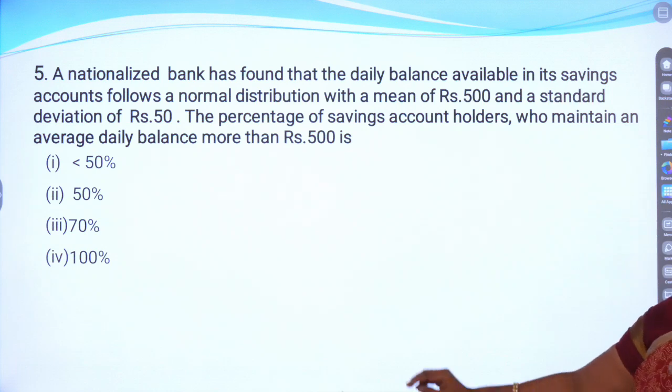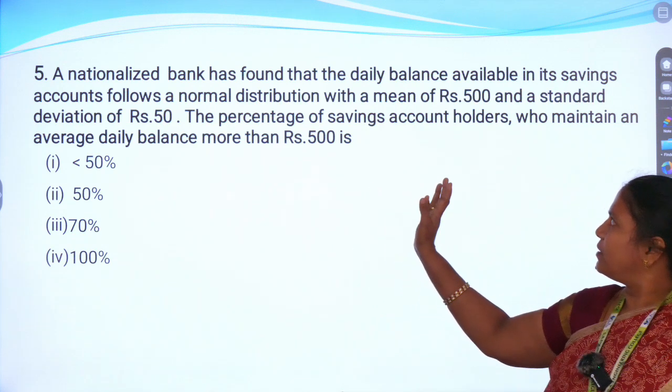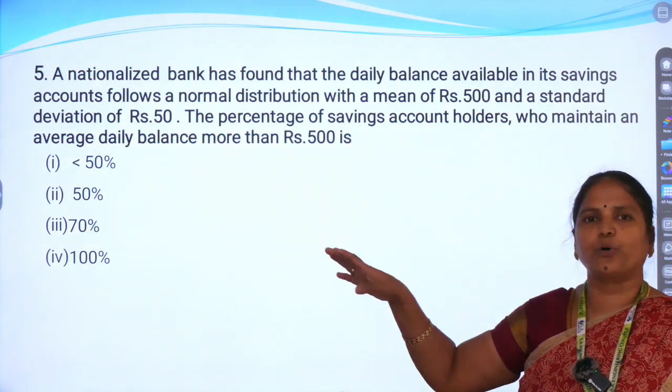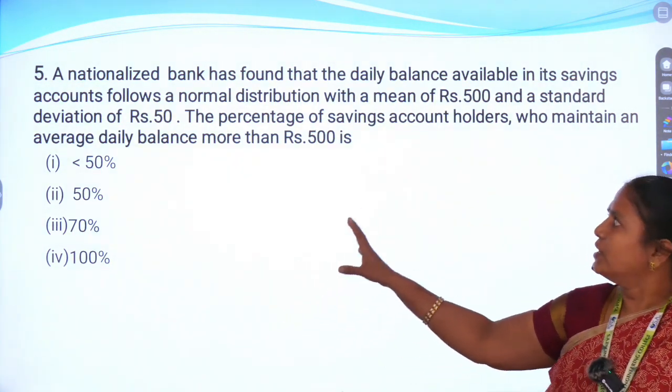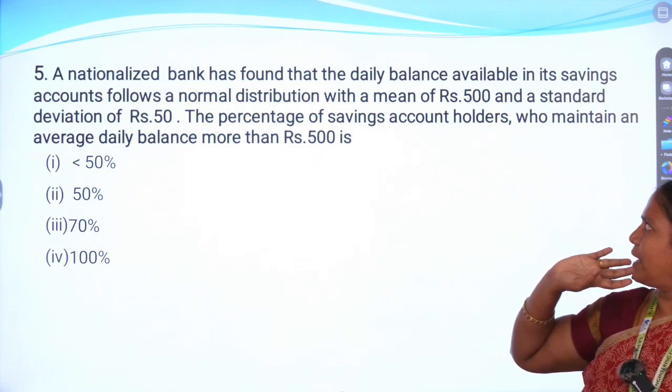So next problem. In normal distribution, if the problem needs the table value, in the problem itself they will give the table value. If it is not required, they won't give the normal table value.